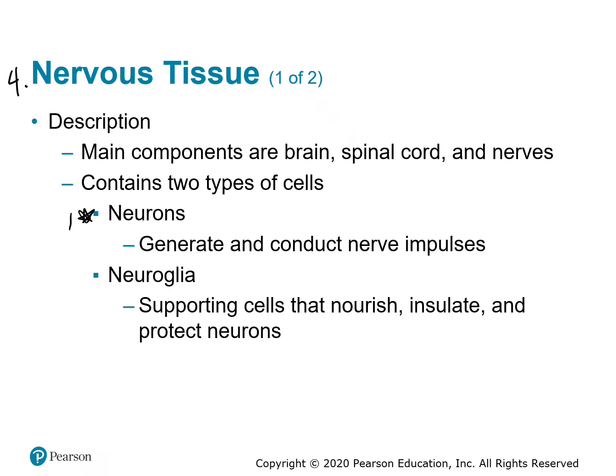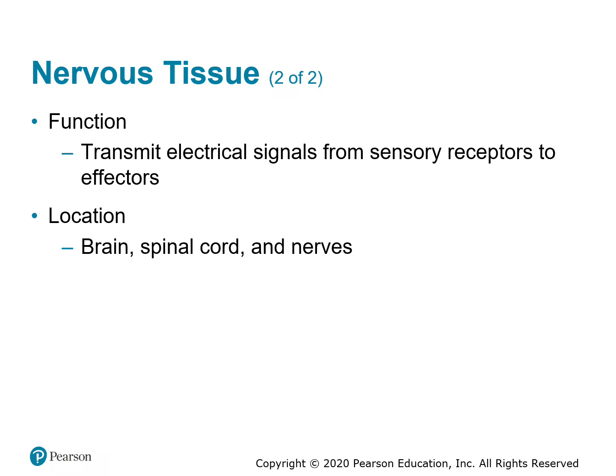And then the neuroglia are going to be your supporting cells. There's a bunch of different types of neuroglia. I think there's like 7. Don't quote me on that. But each type of neuroglia does a slightly different function. For now, all you really need to worry about is neurons, that they exist and being able to see what they look like. Function of the nervous tissue is to transmit those electrical signals from sensory receptors to effector cells.